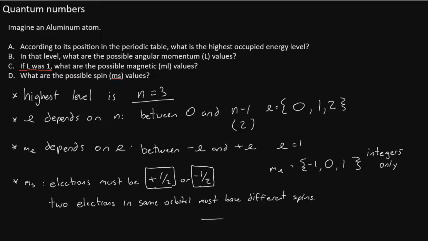So therefore, if you have an orbital that has 2 electrons, one of them must have an MS value of positive 1/2, and the other must have an MS value of negative 1/2. However, which one we designate positive 1/2 and negative 1/2 is completely arbitrary. One is just as good as the other as long as they're not the same.